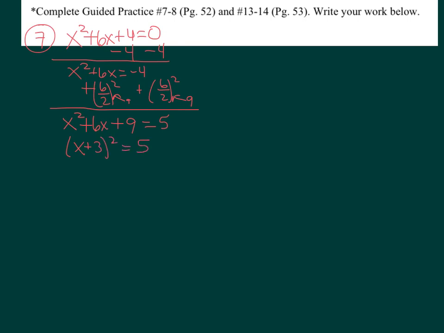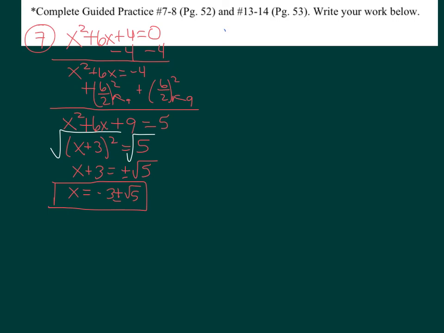I've completed the square, now I solve via square roots. So I'm going to take the square root of both sides. And I'll have x plus 3 equals plus or minus the square root of 5. 5 is prime, so I don't have to break it down any further. I just finish it off by subtracting the 3 to the right-hand side. And so I will have negative 3 plus or minus the square root of 5.